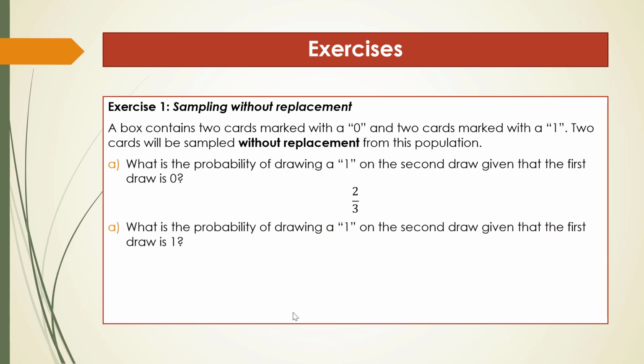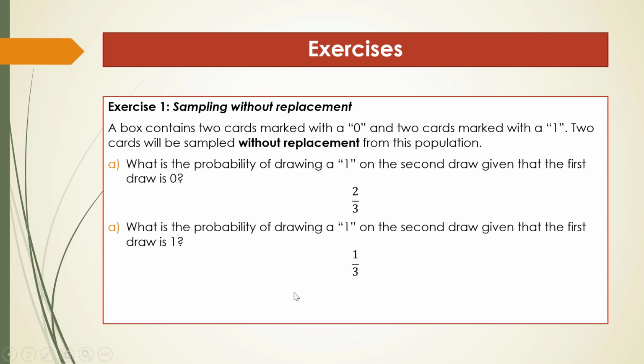What is the probability of drawing a 1 on the second draw given that the first draw is 1? So in this situation, the first draw is 1, that means we took a number 1 out. There are 3 cards left, 2 zeros and 1 number 1. So the probability of drawing a 1 from the second draw is 1/3.